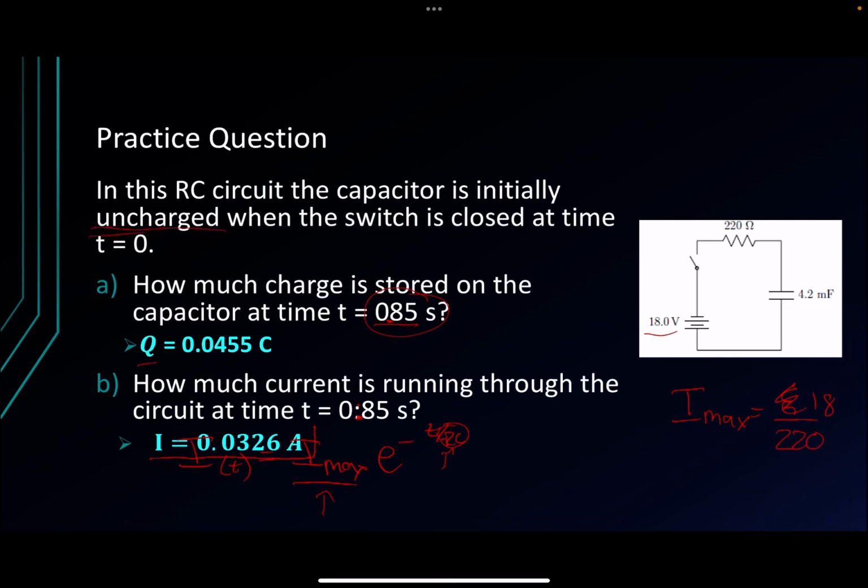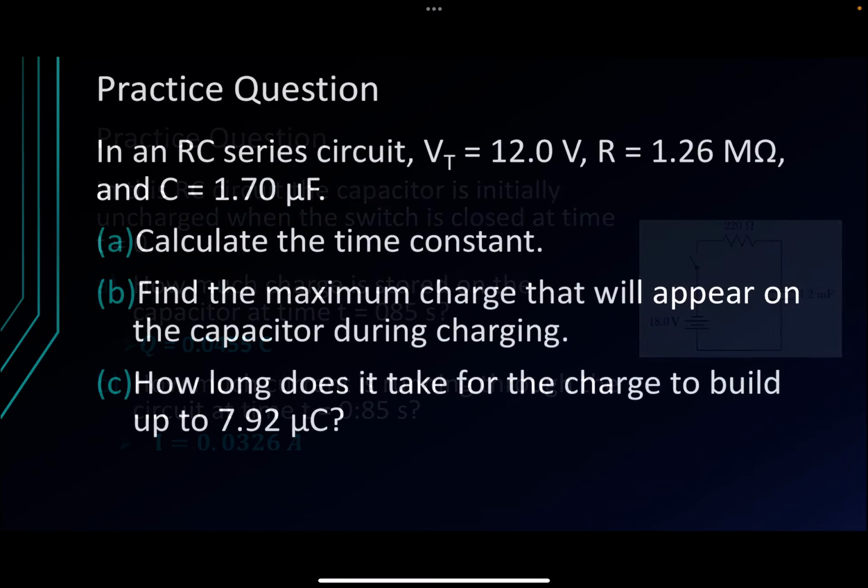Okay, so this right here, initially uncharged or starts to charge or is charged and going to discharge, is going to be very important words to be highlighting or making note of when you're reading a question.